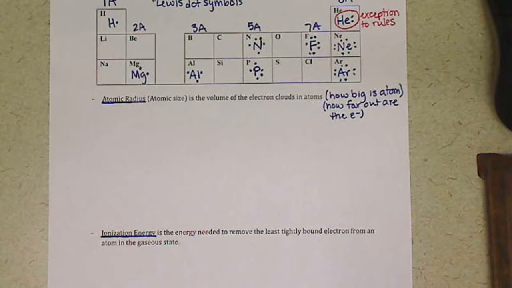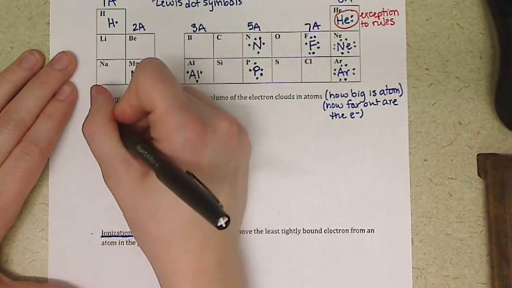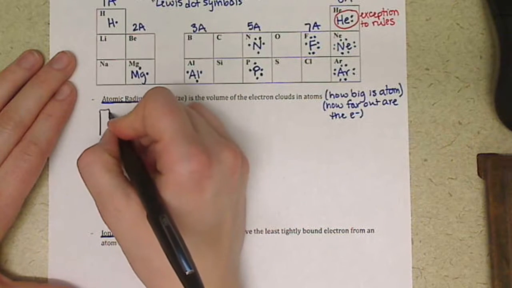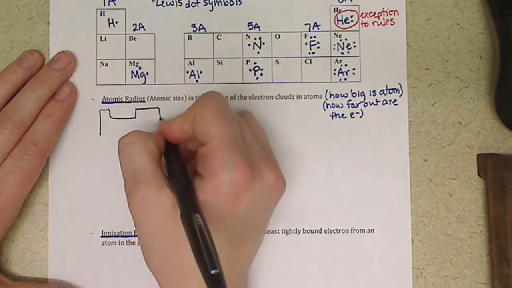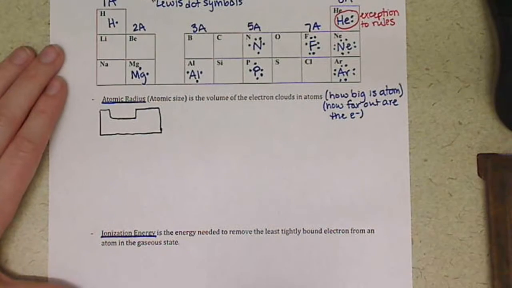The higher the quantum number, the further the electrons are out. Okay, the smaller the quantum number, the closer to the nucleus those electrons are. So we're going to have two different trends to watch out for. We have our basic periodic table. Okay, yes, this very, very crude shape of a periodic table.